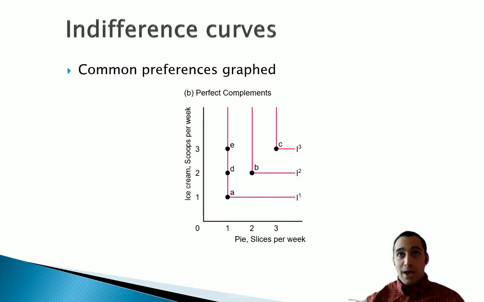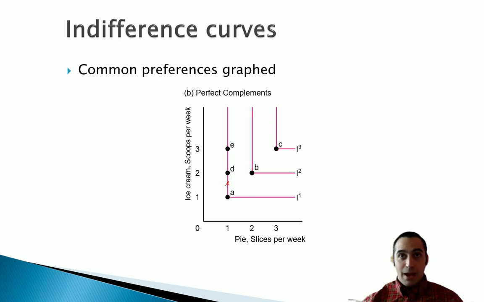The other ones we had are what's called perfect complements. Picture you're at point A, where you have 1 scoop of ice cream and 1 slice of pie. Do you get more utility by increasing the amount of ice cream you have? Strictly speaking, no. A is indifferent to D is indifferent to E. Why? Well, my preferences tell me that I really don't like ice cream and I really don't like pie. I only like the combination of the two of them together. So the 2 items are perfect complements.